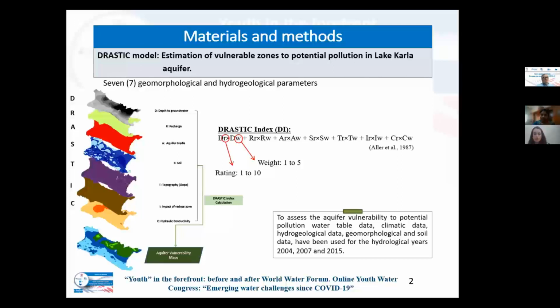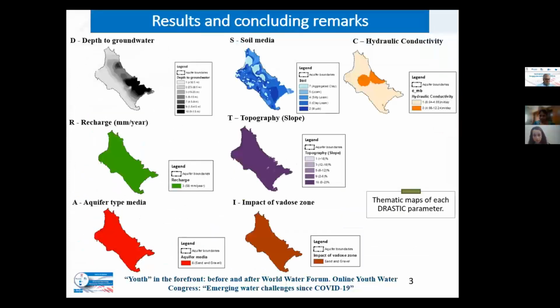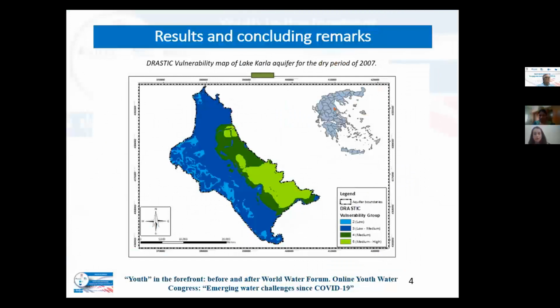For this study, to estimate the groundwater vulnerability to potential pollution, water table data, climatic data, hydrogeological, geomorphological, and soil data have been used for the hydrological years 2004, 2007, and 2015. Using the GIS service ArcGIS, the maps of the 7 conditioning factors of potential pollution have been used to prepare the synthesis of the vulnerability zone mapping of the Lake Karla aquifer. The vulnerability map was generated with the integration of all thematic maps of each parameter. The presented map is the vulnerability map of the Lake Karla aquifer for the dry period of 2007.